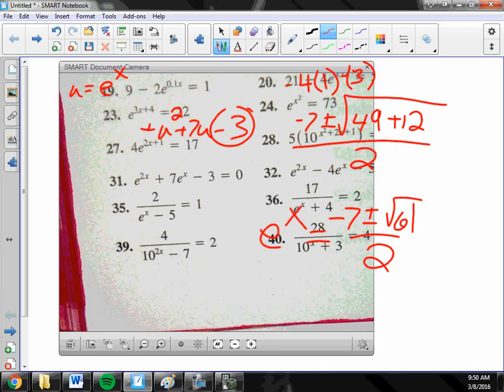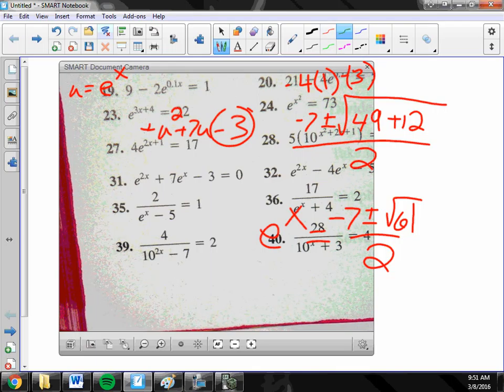Well, one of them is negative. Negative 7 minus the square root of 61 is negative. What about the other one? Negative 7 plus the square root of 61. Is the square root of 61 bigger than or smaller than 7? Bigger than 7. So the second one actually is positive.